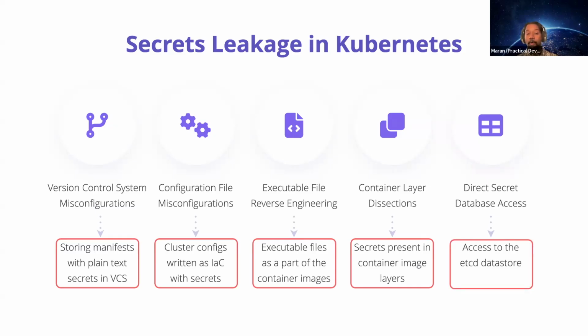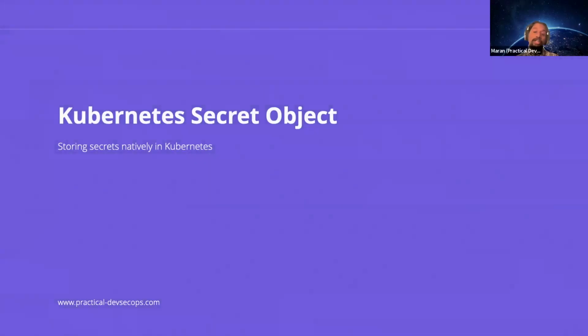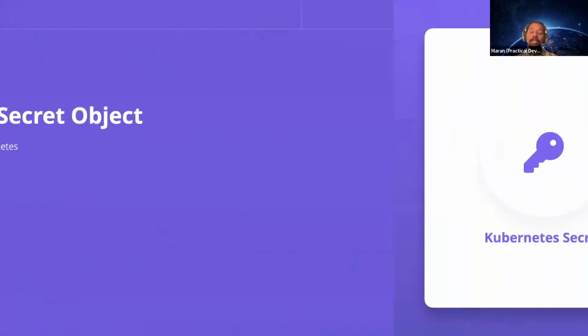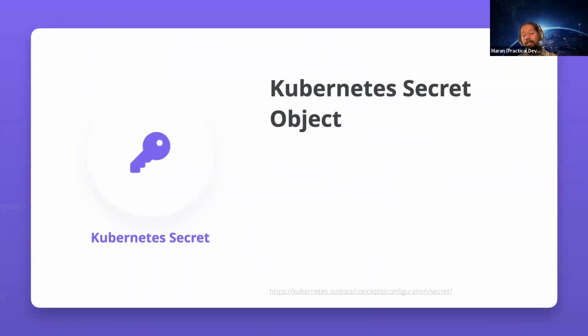But first, we're going to review them one by one. First, we're going to look at the Kubernetes secret object itself: what it is, how to create one, how to access one, how to edit one, and how to get to the place where it actually gets stored in the back end, and review what our actual secret object looks like.